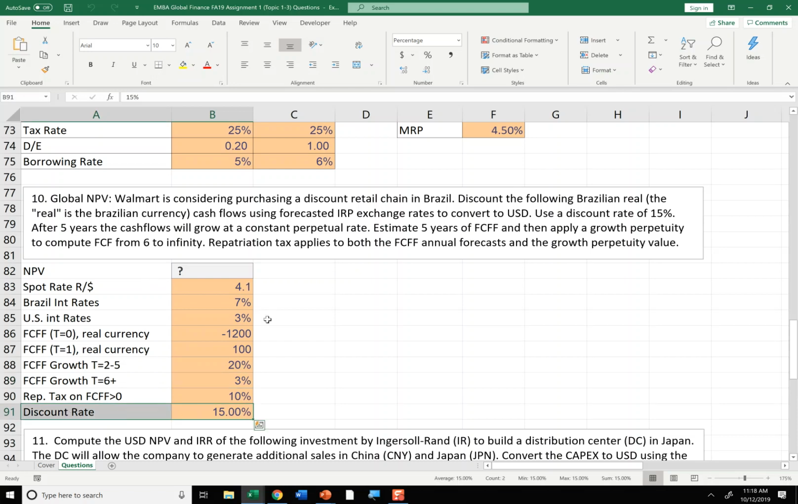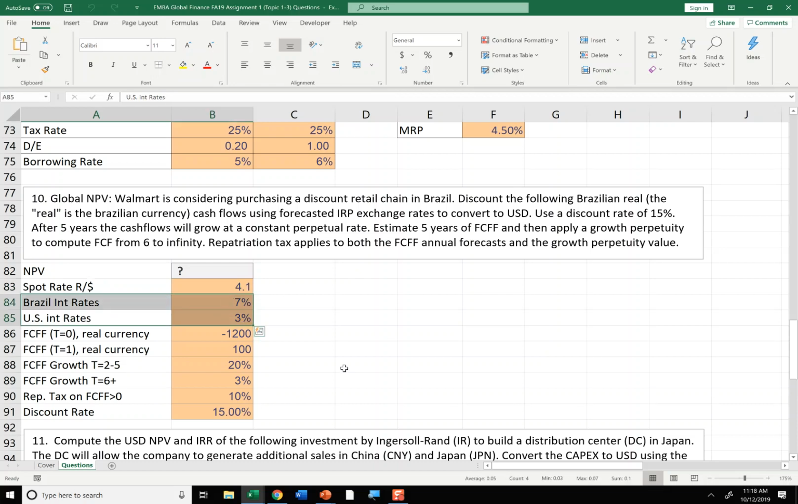All right. Now the trick is this is in real. Every NPV has to be in dollars. So I need to convert these currencies to dollars. But all you're given is the current spot rate. Spot rate is the exchange rate for today's dollars, right? So it's for trading currencies today. That's quoted at 4.1 real per dollar.